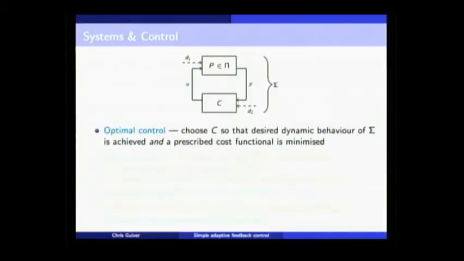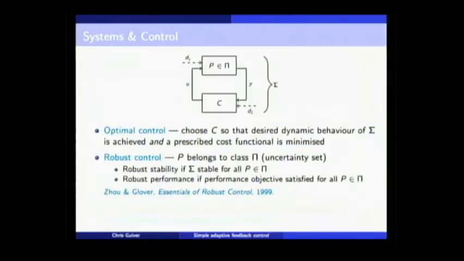Optimal control is a part of systems and control theory. And this means choose C. P is often given. It's the problem you have to work with. Choose C so that when I combine these objects, not only do I get some desired behavior, but also I minimize some functional. I do it optimally. I do it in the least amount of time, or I spend the least amount of money, or the least amount of energy, say.